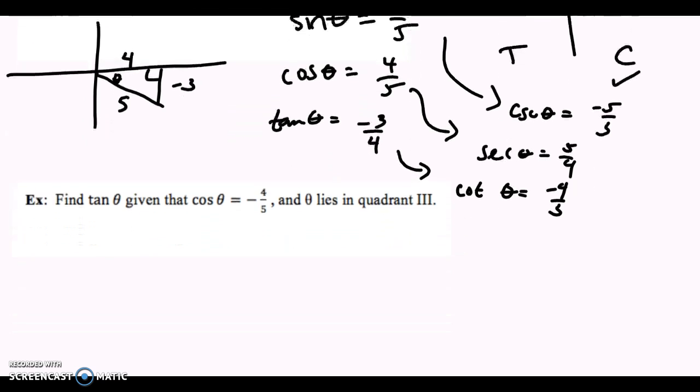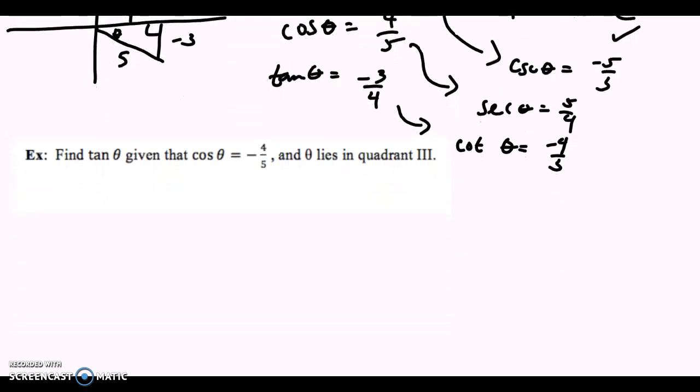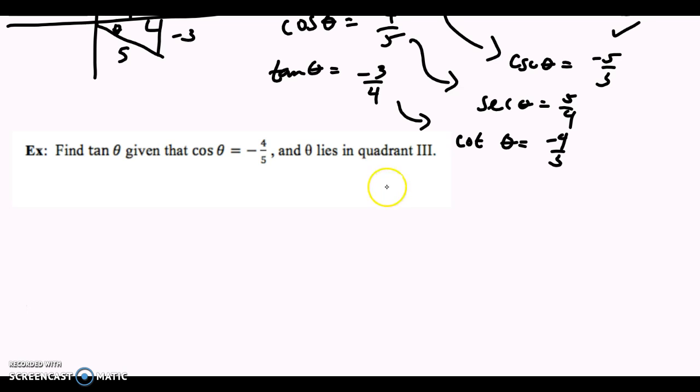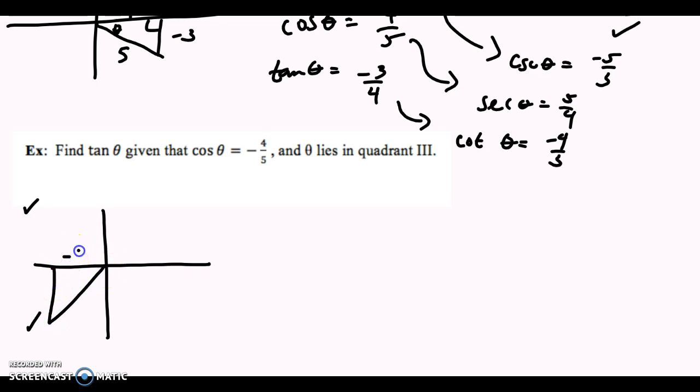Okay, next problem. Find tangent theta given that cosine theta is equal to -4/5 and theta lies in quadrant 3. So let's go and draw that picture and see what we have going on here. Remember, cosine is negative in these two quadrants. And when it says theta lies in quadrant 3, that means we're looking at this one here. So we're going to have a -4/5.